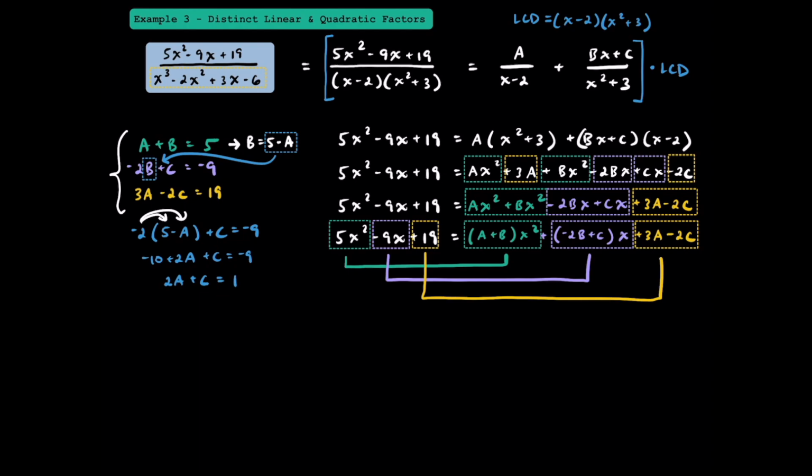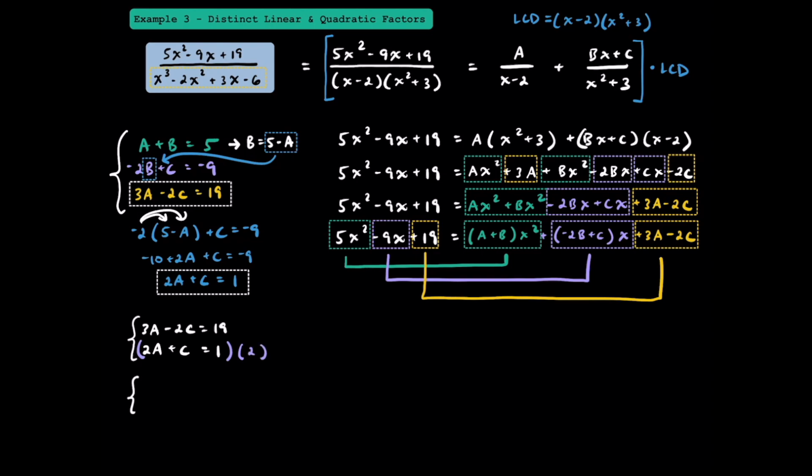The reason why we would do this is because now we have two equations that have a and c. So now we can use the equations 3a minus 2c is equal to 19 and 2a plus c is equal to 1. With two variables and two equations, we can solve this like a linear system. To eliminate the c's, I'm going to multiply this bottom equation by 2. Our new equation is going to be 3a minus 2c is equal to 19, and 4a plus 2c is equal to 2. Adding these two equations together, 3a plus 4a is going to equal 7a. Negative 2c plus 2c gets eliminated, and 19 plus 2 is 21. Dividing both sides by 7, we can say that a is equal to 3.